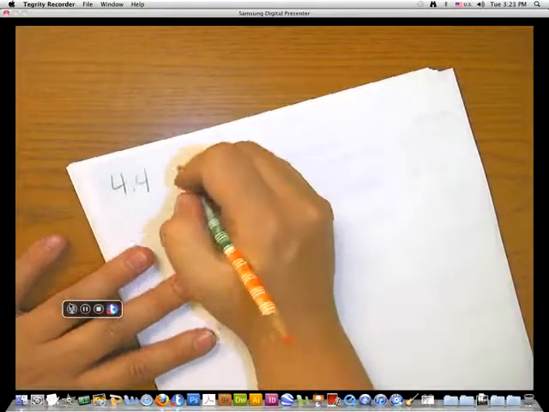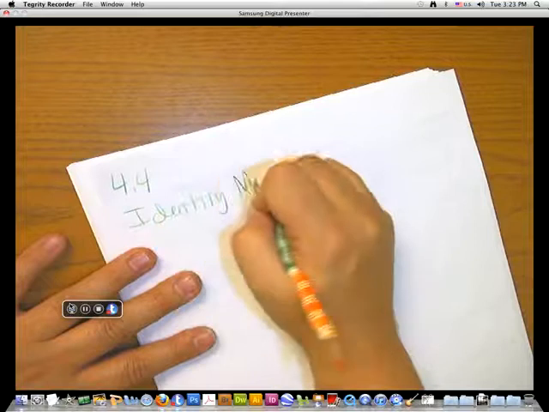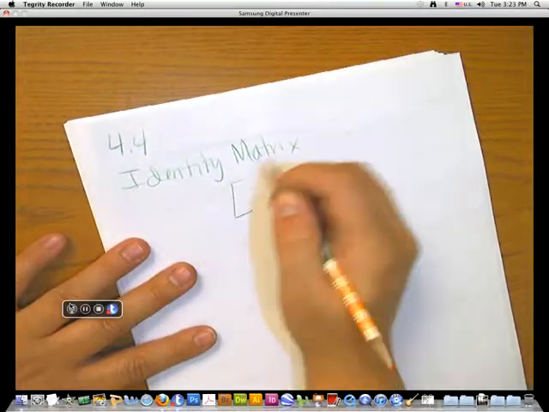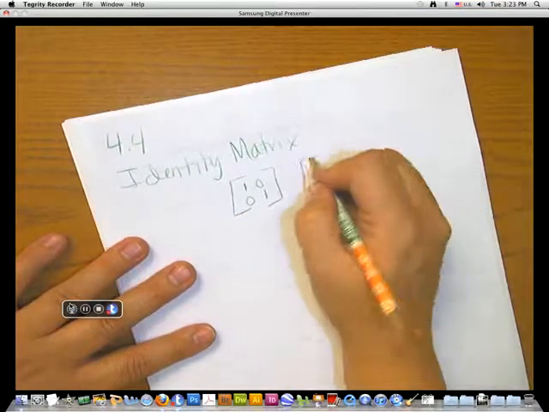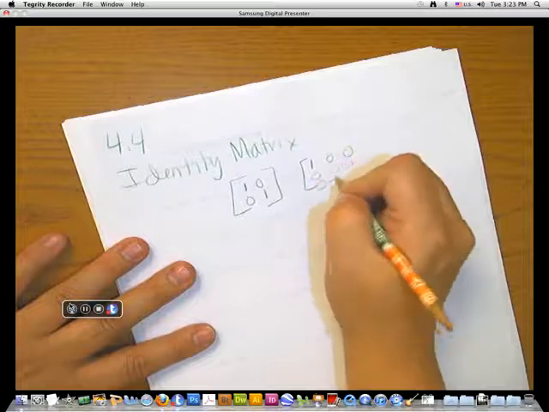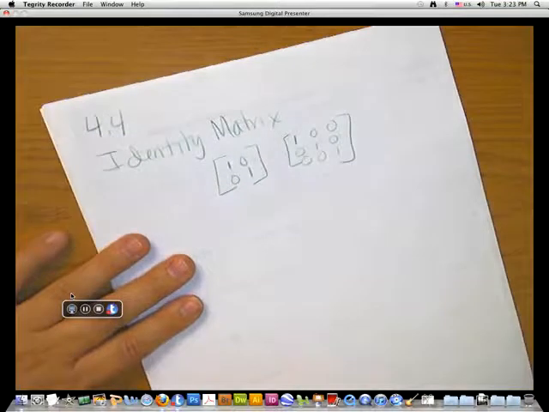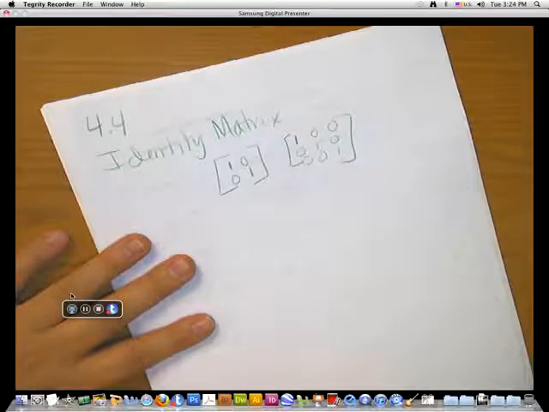4.4, with matrices, we're going to talk about the identity matrix. The identity matrix is going to have ones in the diagonal and zeros everywhere else. So it doesn't matter if it's 2 by 2, 3 by 3, 4 by 4, whatever it is, the identity matrix will always have ones in the diagonal and zeros everywhere else.